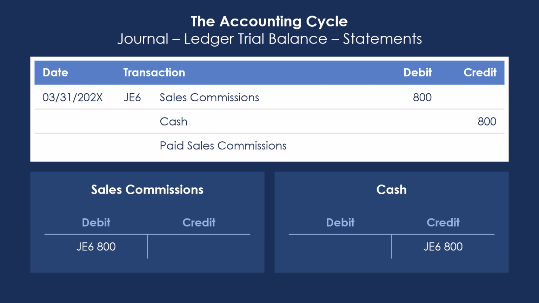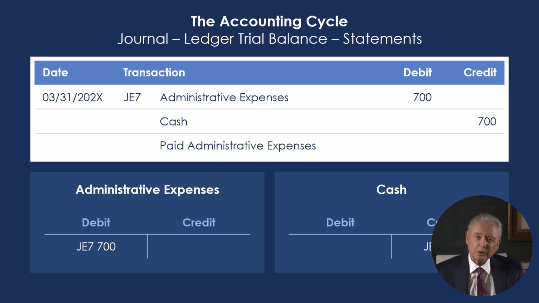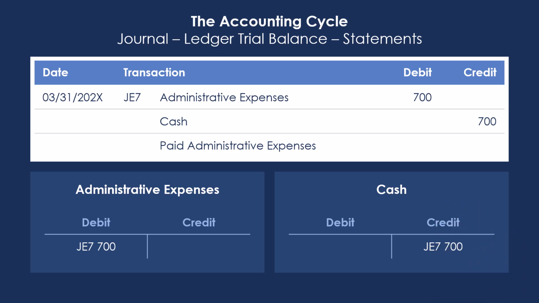Expense up, cash down. In JE7, we pay administrative expenses, a debit, and credit cash for $700. The credit to cash lowers assets. And the debit to admin expense will ultimately lower equity, specifically retained earnings, an equity account. We will see the change in retained earnings when we see the video on closing entries.